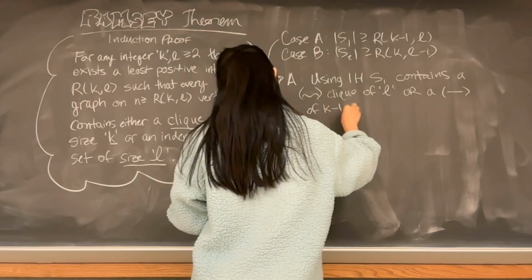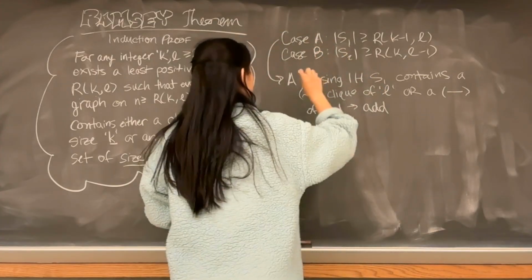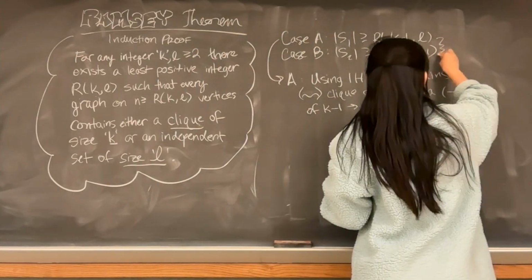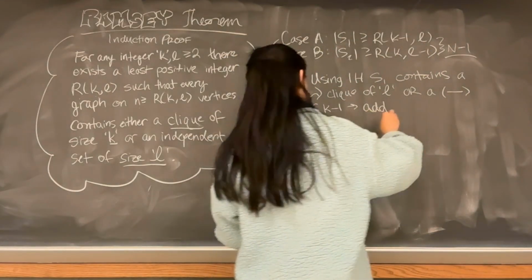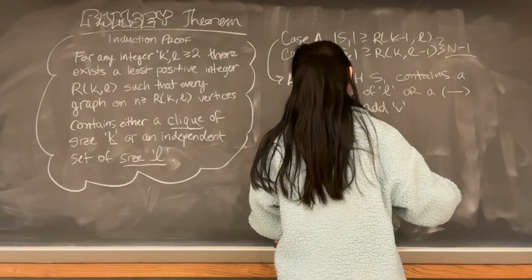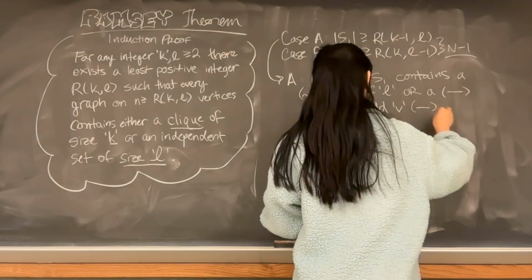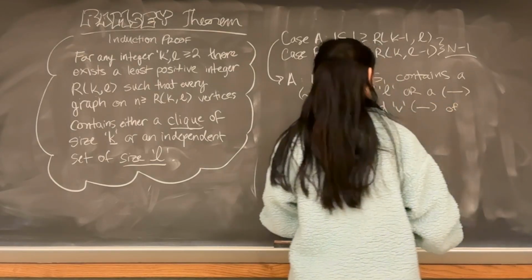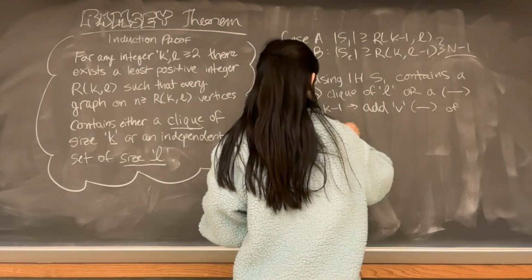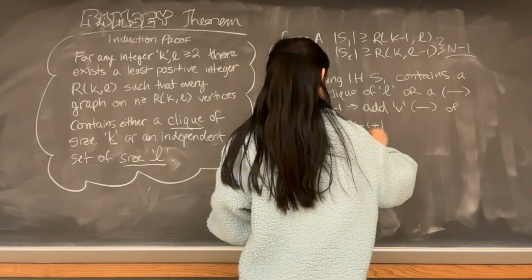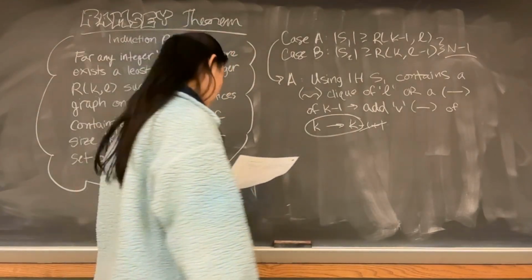k-1. And then if we were to add v, remember this is operating on the assumption that n-1 does not include v. So if we were to later add v back in, then we would have a solid clique of k, because notice, k-1 plus 1. Those cancel out, and this is what happens.